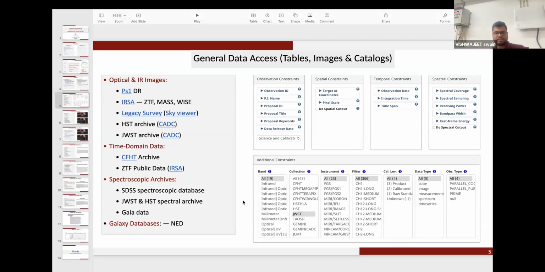And then again, this NED galaxy catalog is complete up to, I guess, 200 megaparsec, something like that. But yeah, after that it is quite incomplete. So I will again go through a few of the websites so that we can have a feel for how the data looks.